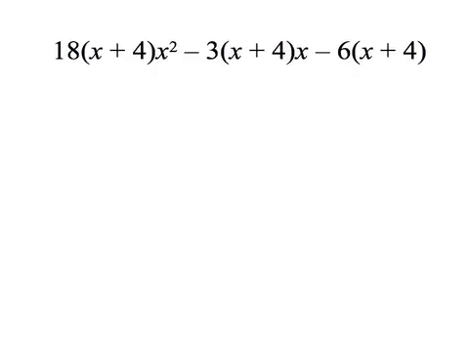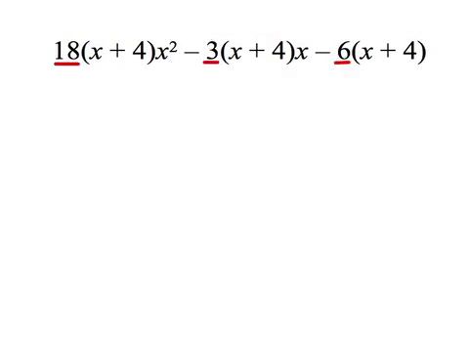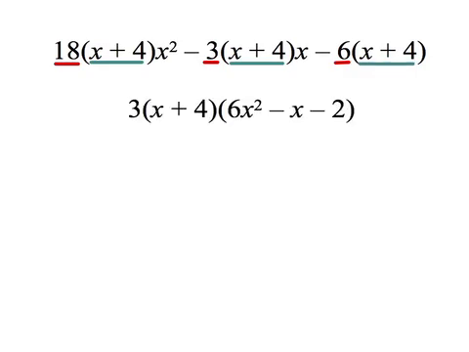And here's kind of a wild problem, but if we look carefully, we can see there are 3 distinct terms separated by the 2 subtraction symbols. And then we notice that in each term, there's a constant factor that's all divisible by 3. In fact, one of the factors is 3. So the 3 goes into itself, 18 and 6. And then we see that each of these terms contains the binomial x plus 4. So our greatest common factor for all 3 of these terms is 3 times the binomial x plus 4. So we'll factor that out, leaving us with a trinomial 6x squared minus x minus 2.